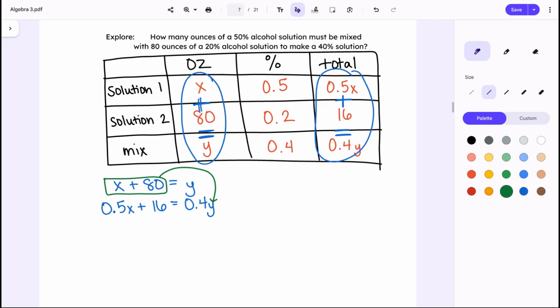So the second equation is now going to say 0.5x plus 16 equals 0.4 times x plus 80. Okay, on the right-hand side of my equal sign there, I will have to distribute.